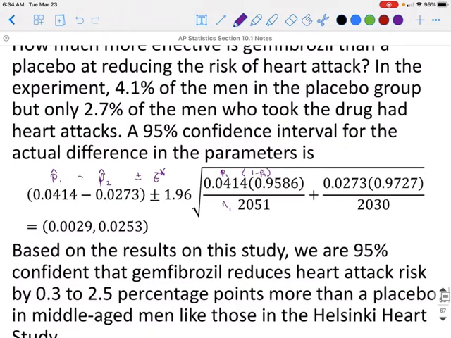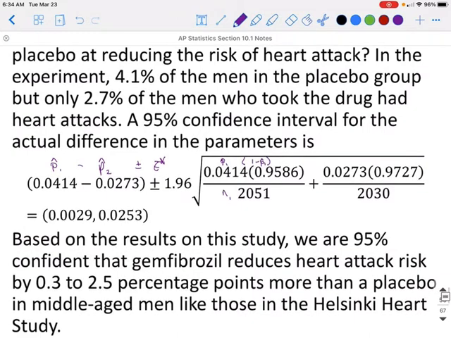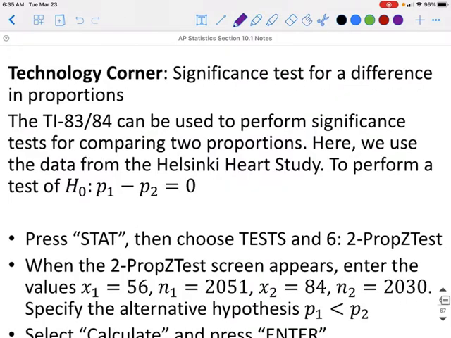So based on the results of this study, we are 95% confident that the medication reduced heart attack risk by 0.3 to 2.5 percentage points more than the placebo in middle-aged men like those in the Helsinki Heart Study. Again, we can only talk about those that are similar to the ones in the study because the people who were in the experiment were not randomly selected from the entire population, so you cannot generalize this to the entire population.